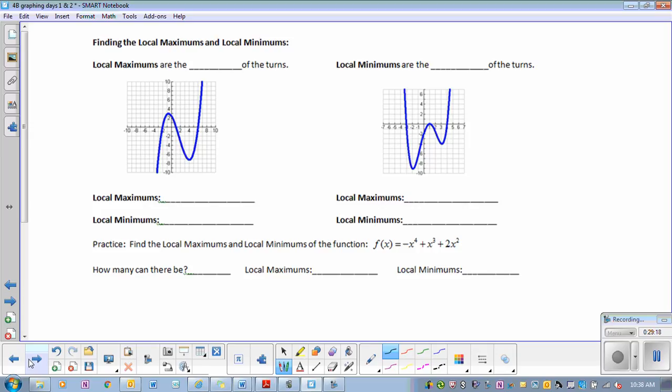So now we're going to talk about finding the local maximums and the local minimums. All right. So the local maximums are up at the top. It's basically at the top of the turns. Local minimums are at the bottom of the turns, right? Because they're the minimum, right?